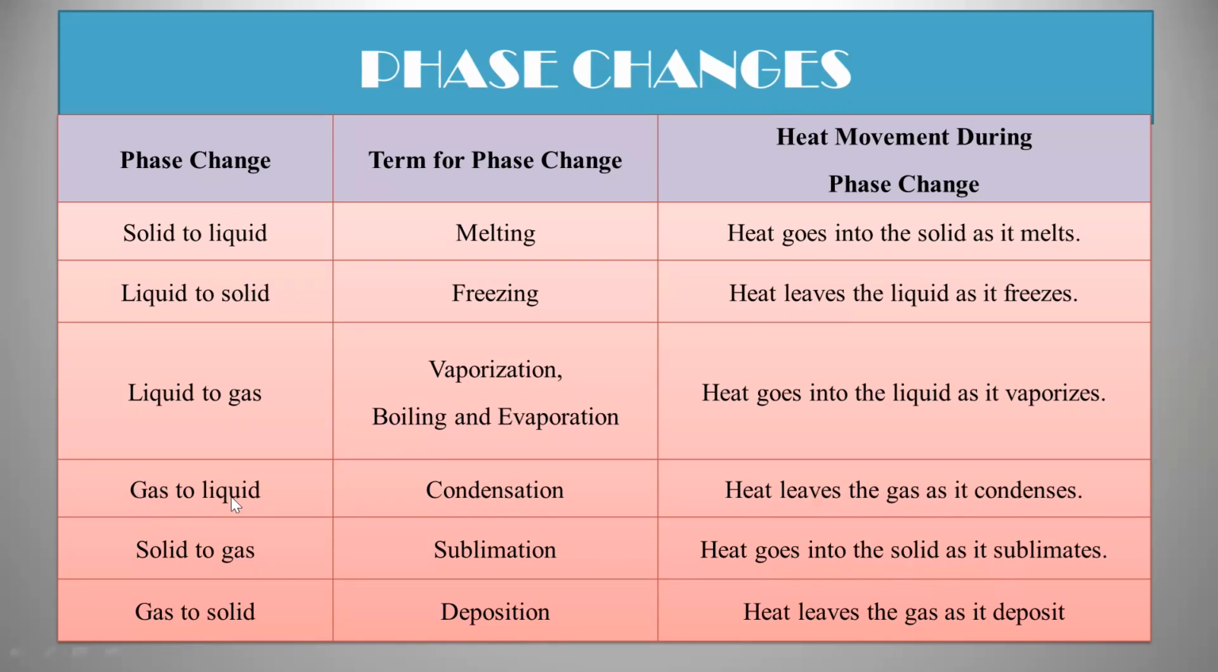Gas to liquid phase change. As the temperature of the gas is reduced, it converts into liquid. This process is called condensation. Solid to gas. This is called sublimation. Heat goes into the solid and it sublimes. Gas to solid. This is called deposition, and heat leaves the gas as it deposits.